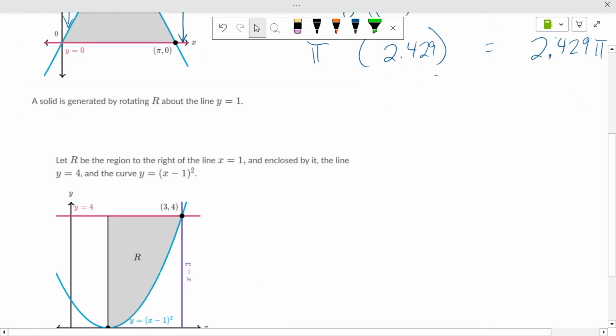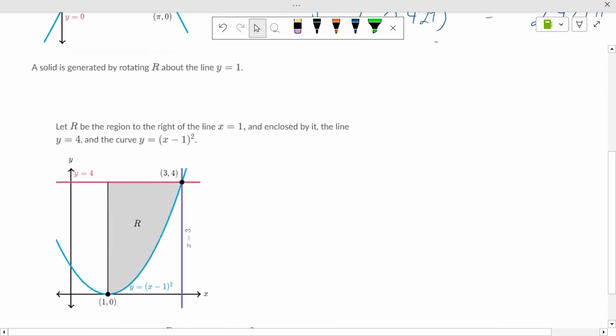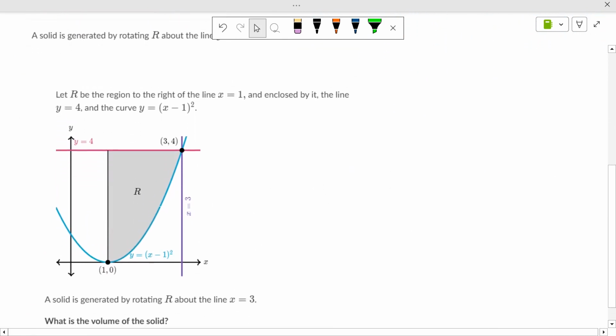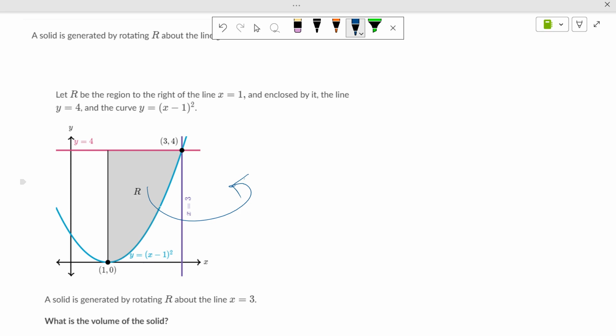Let's look at another one. This time we're going to rotate around the line x equals 3. So we're rotating this way around. Okay. Now, we have to do pi, the integral. Since we're rotating around a vertical line, do we use 1 to 3 or do we use 0 to 4? 0 to 4.